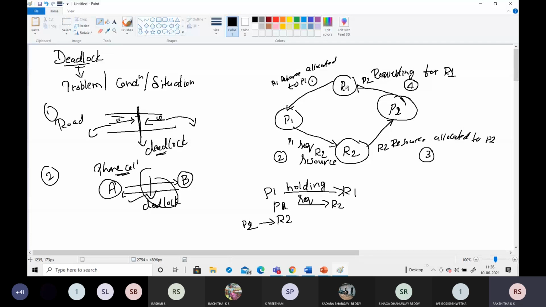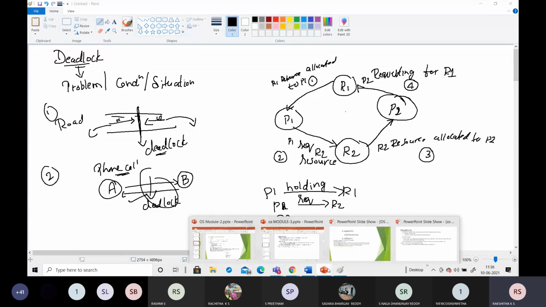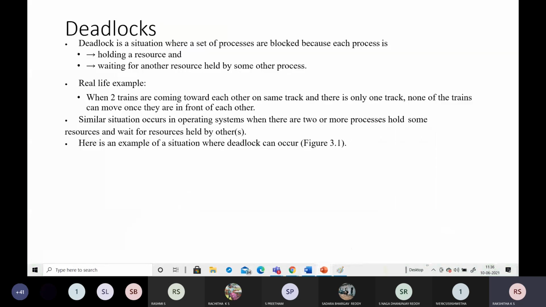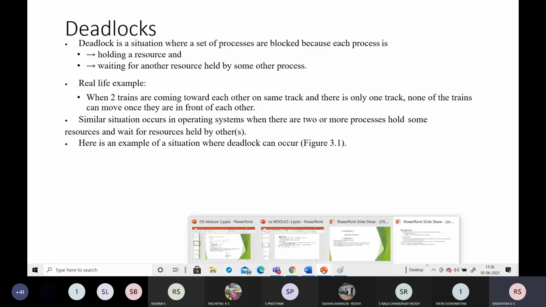Let me repeat this with a real-time example. Let me take a road or a train. In the same path, if two different users, user 1 and user 2, are traveling in the same path and there is no space to reach the other side, that situation we call a deadlock. This is the example of how we face a deadlock.